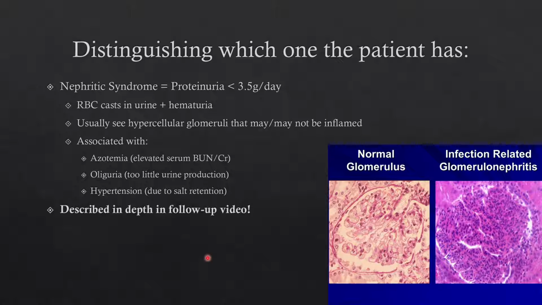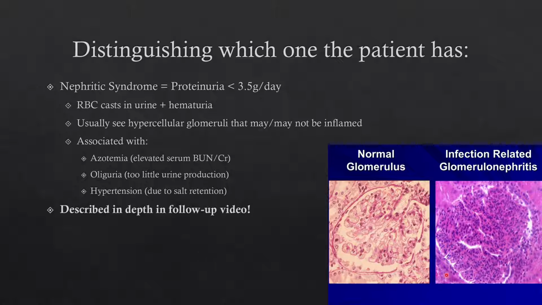But I just wanted to make sure that you guys know what the differences are between the two so that we can go through them. Nephritic is anything under 3.5 grams per day. So they may have a normal amount of protein in the urine or no protein at all. But anything below that, that's where you're starting to get into the nephritic syndromes. So this is also going to present with red blood cell casts in the urine plus hematuria. This is blood in the urine.